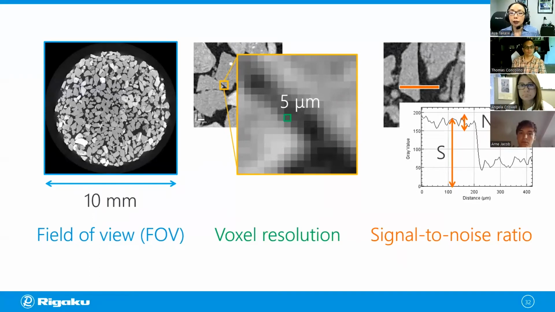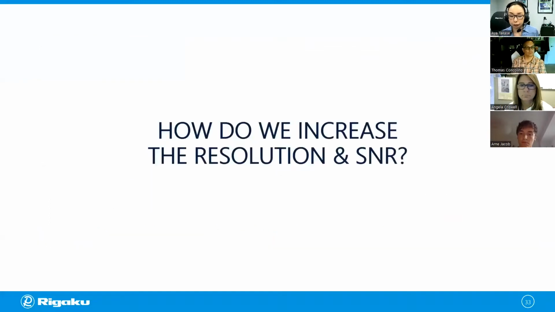We can set them properly by using the rules we just reviewed. For the field of view, it needs to be more than 5 times the grain size. The voxel resolution needs to be smaller than 1/10 of the throat size. Now, for the voxel size resolution and the signal to noise ratio, there is one parameter you can change to increase them both. So how do we do that?